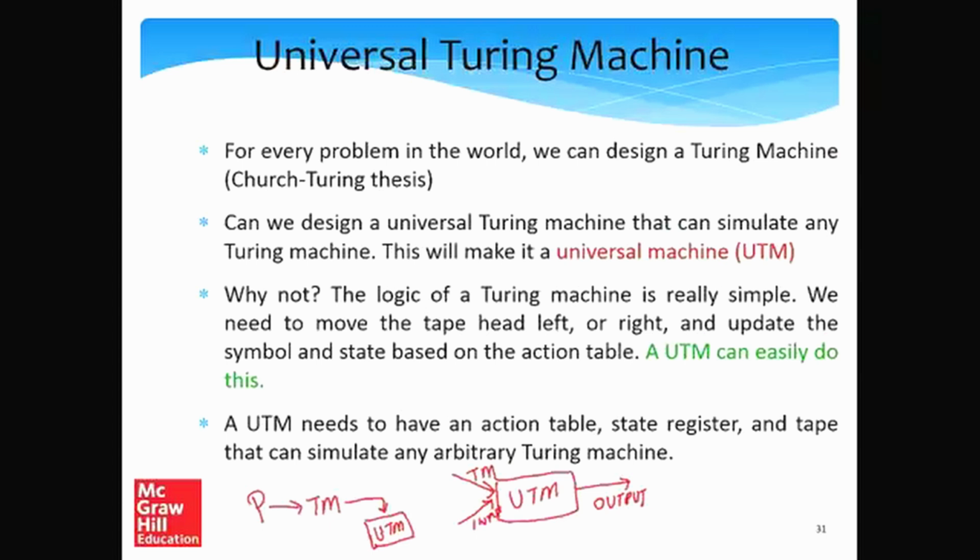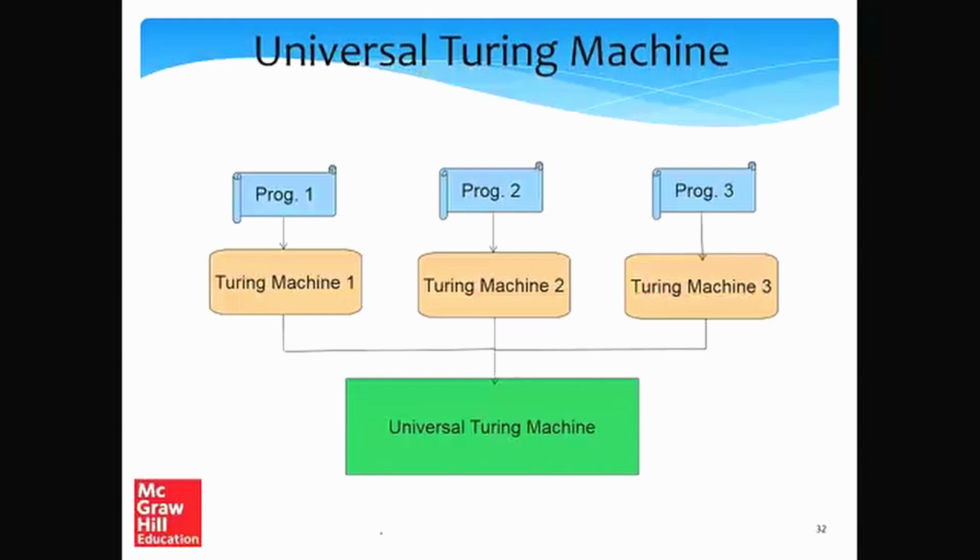If this is all that needs to be done, a UTM or a universal Turing machine can easily do this. It can take a Turing machine as input and then easily simulate it. A UTM needs to have its own action table, state register, and a tape to simulate any arbitrary Turing machine, but that's not very hard to do. And definitely some of you who are listening to this video can take a crack at doing this. It's not that very hard at all.